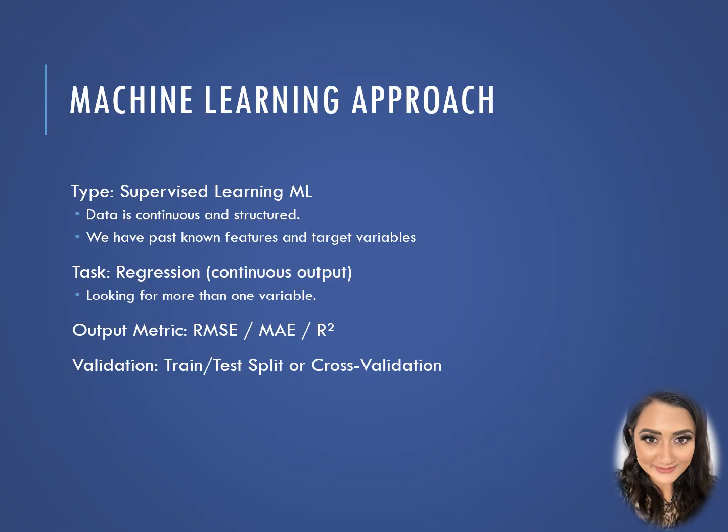For the machine learning approach, the first step is to identify the type. In this case, we identified this as supervised learning, which was the best type since the data contained past known features and target variables. The data was continuous and structured as well. Then, of course, we were to find the best output metric, and lastly, complete the validation of the model.